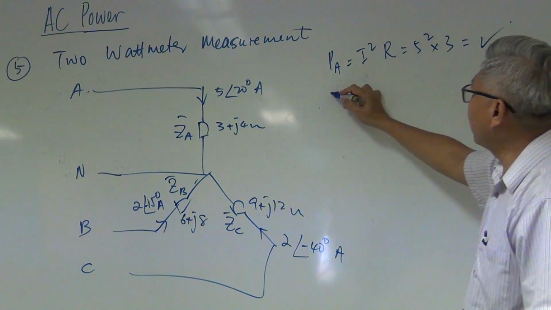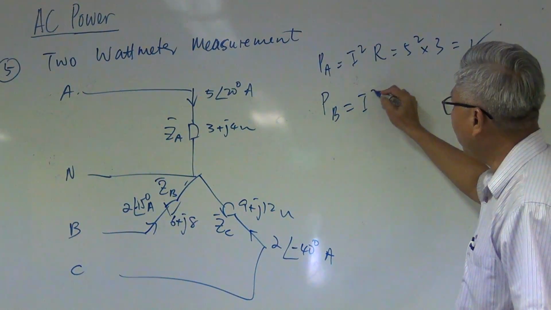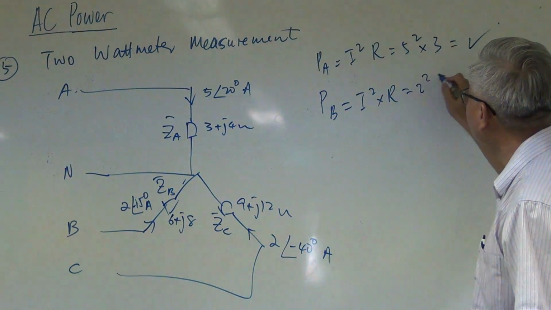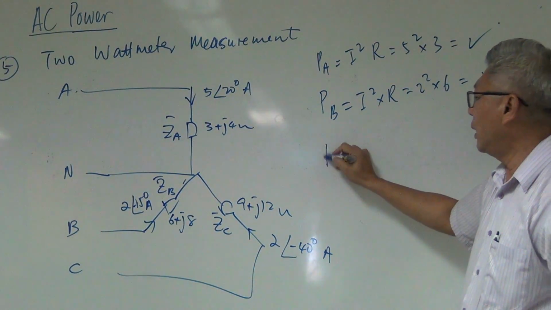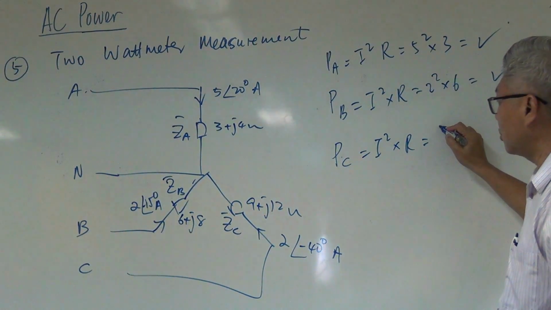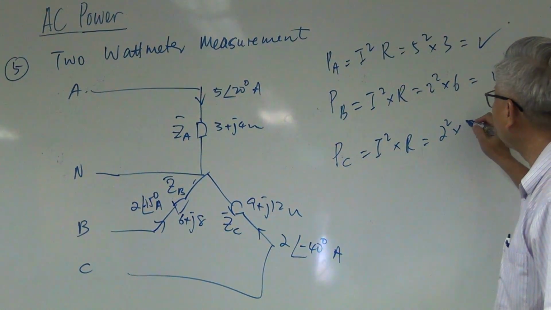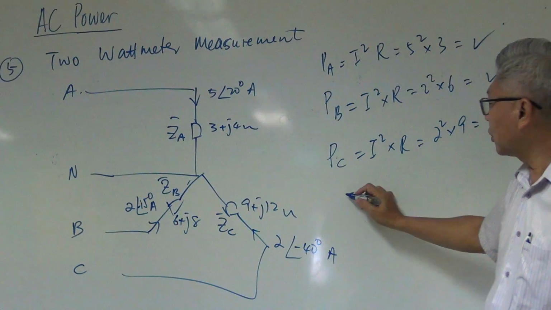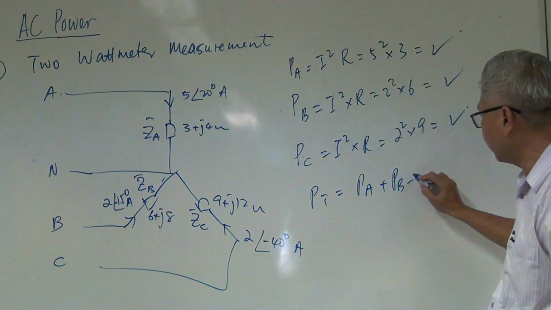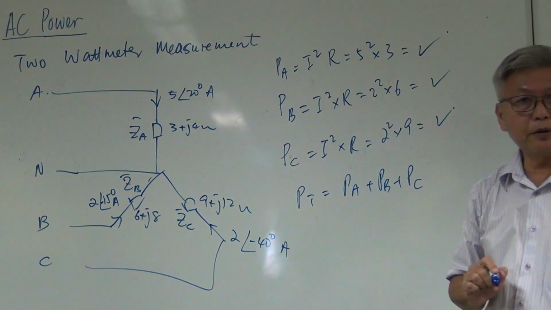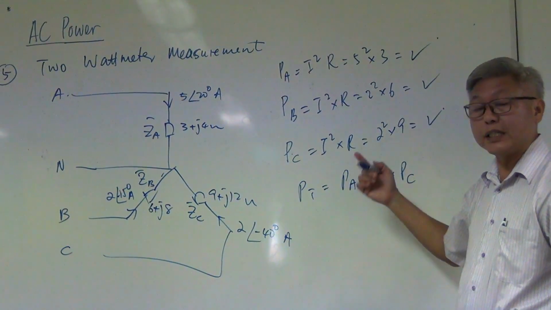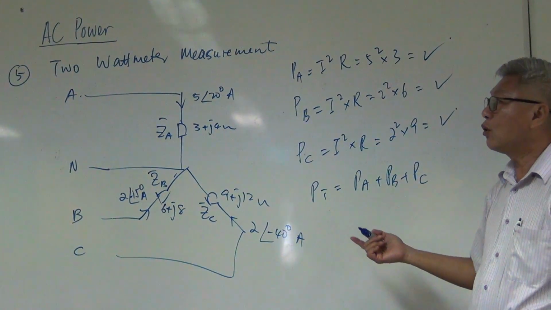For B, I'll say I square times R, so that will be 2 square times 6. And C will be I square times R, so that will be 2 square times 9. So the total power, I'll just add them up because I've already found all 3 of them. Am I correct?